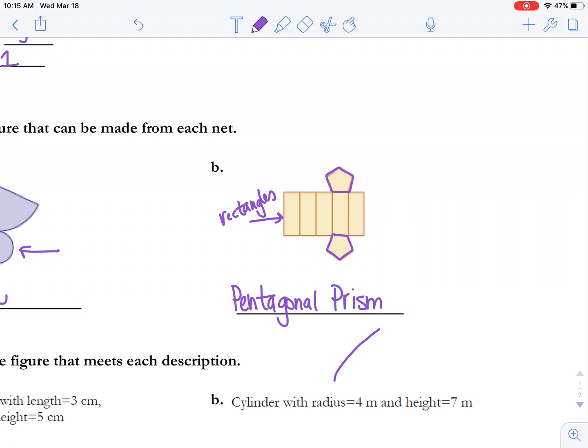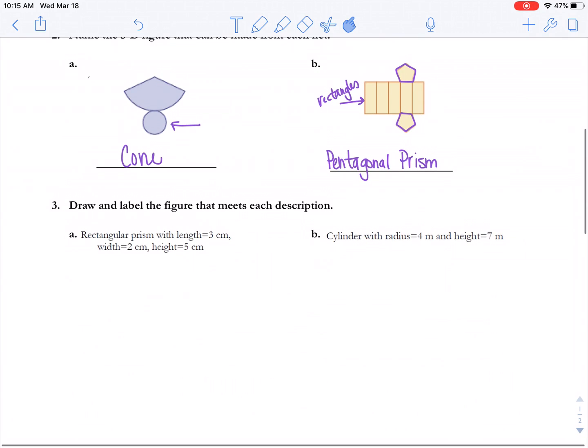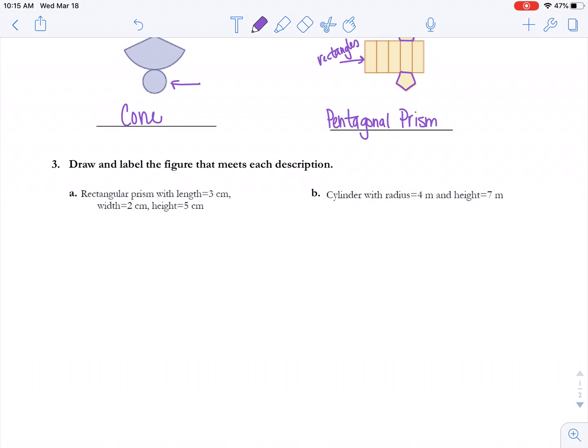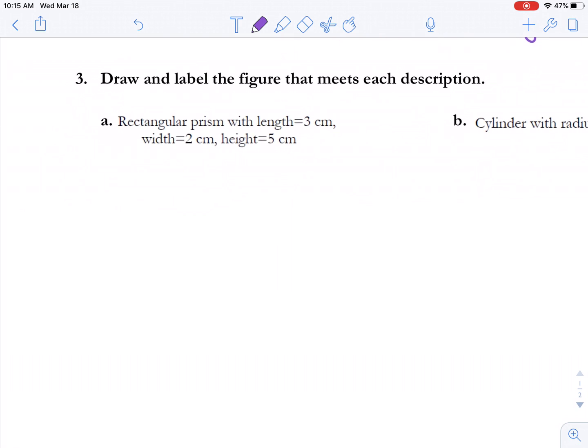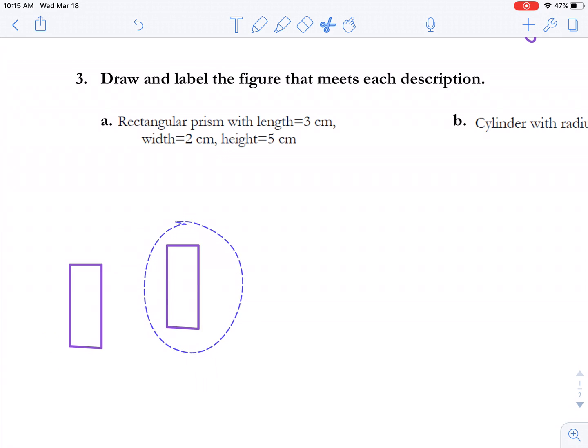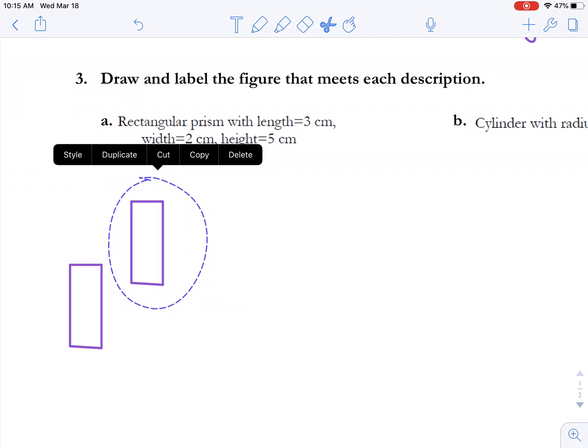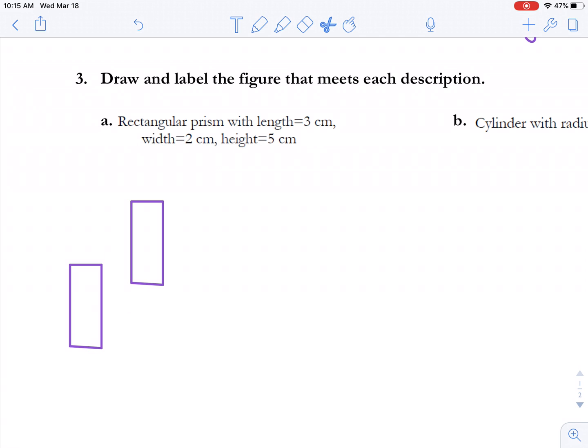All right, nice. Let's see how you did with the last 2. So here we have to draw and label the figure ourselves, and draw on them, and then label with all of the dimensions. So letter A is a rectangular prism. So first thing you want to do is just draw a rectangle. It could be any size, any shape. It could be vertical, horizontal, however you want to do it. Now on the iPad, it's nice because you could just copy and paste it to make sure that they in fact are perfectly congruent, or you could just draw another rectangle up and over.